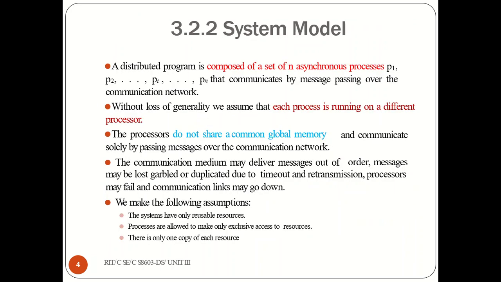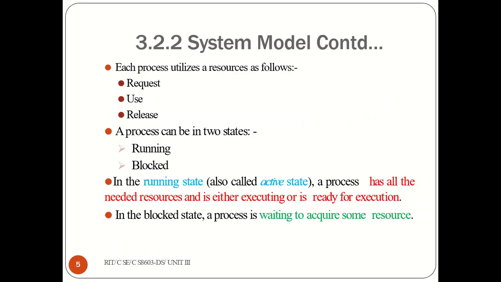A distributed program is composed of a set of asynchronous processes P1 to Pn. The processes do not share a common global memory and communicate by passing messages over the communication network. They follow these assumptions: the system has only one resource and a process is allowed to make only one request at a time. Each process uses the resource in the following steps: request, use, and release.